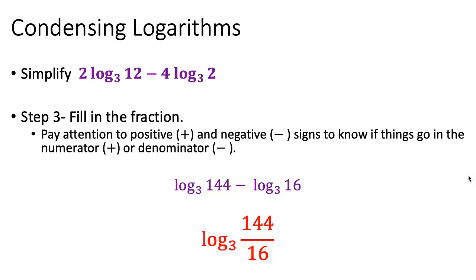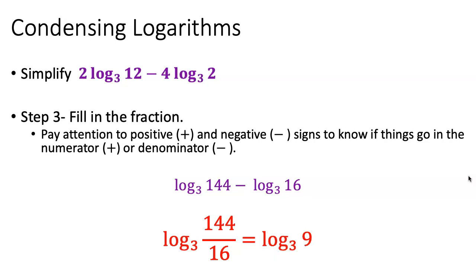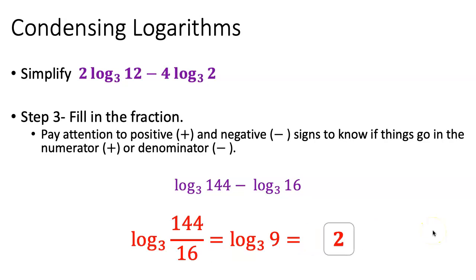Now let's see if we can further simplify this. 144 divided by 16, we can do that. That's 9. So now we have log base 3 of 9. And we can simplify that. Remember, the output of a logarithm is an exponent. So we're really asking ourselves, 3 to what exponent power is 9? Well, it's 2. All of that condenses and simplifies down to 2.